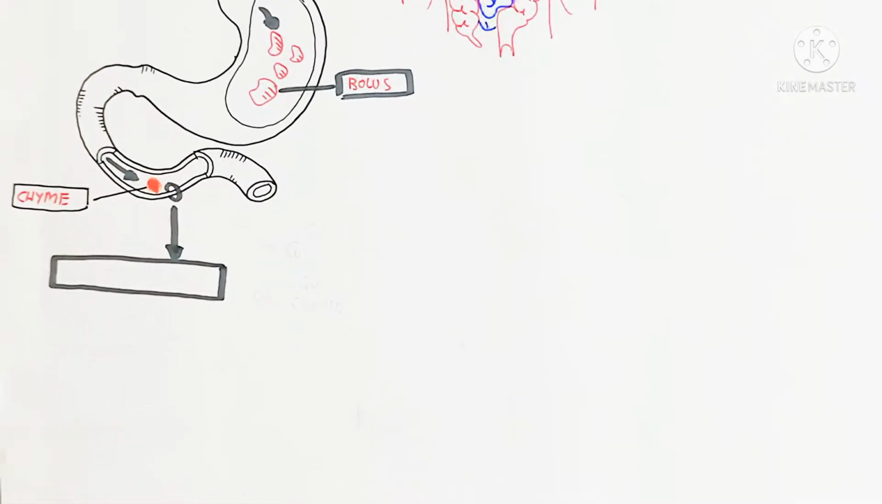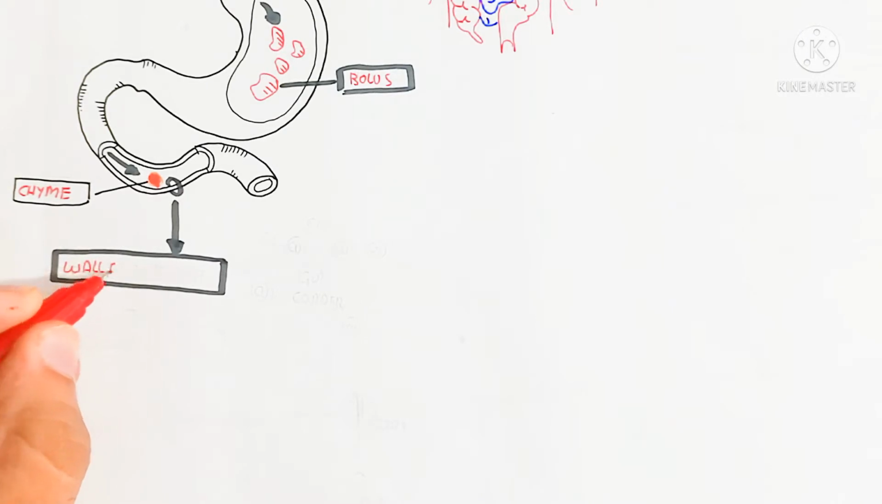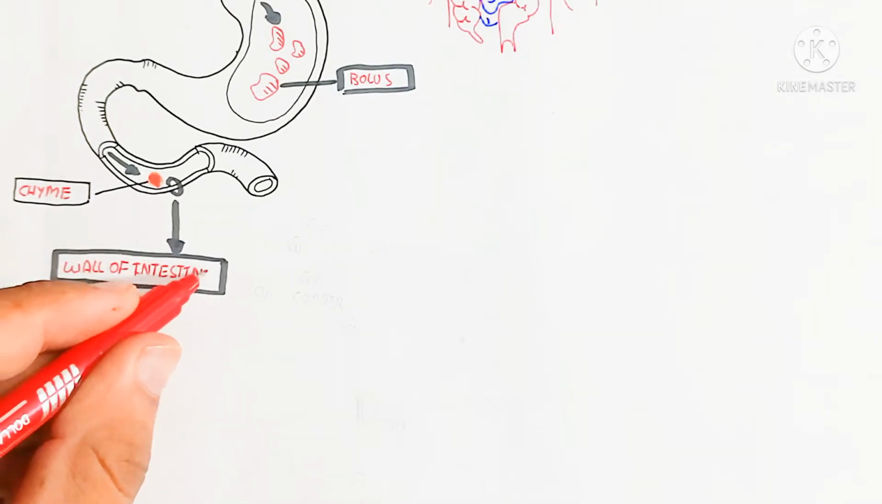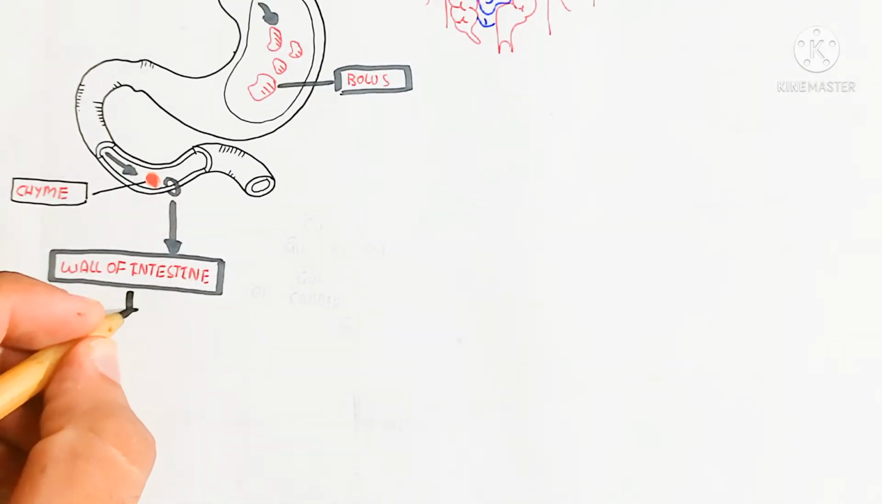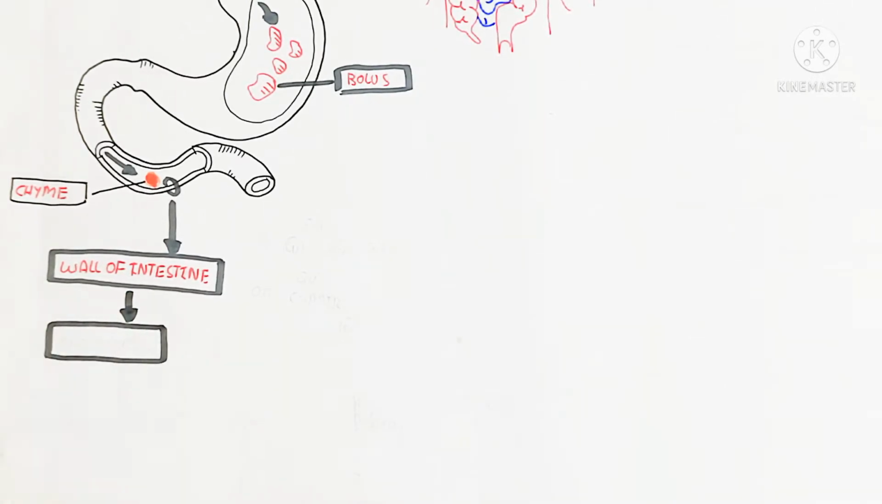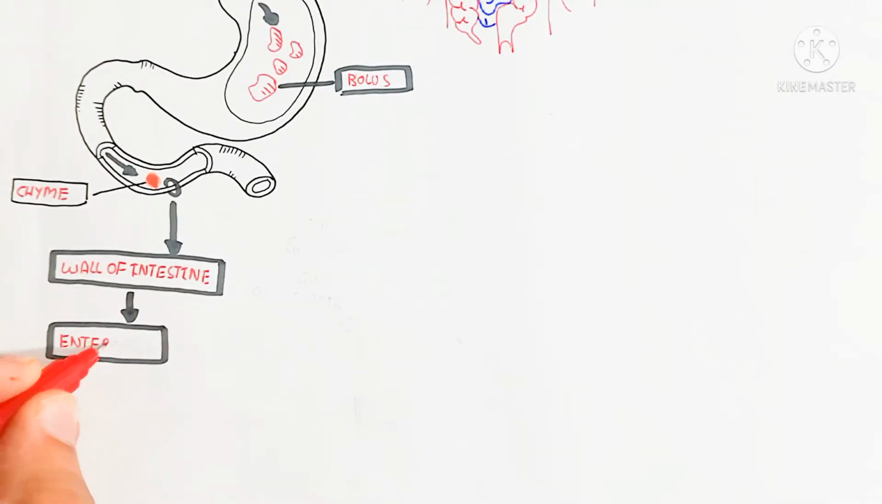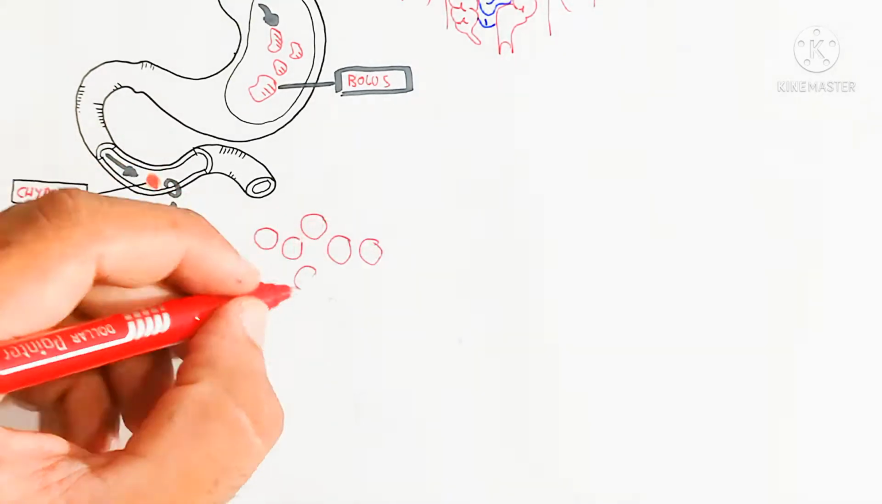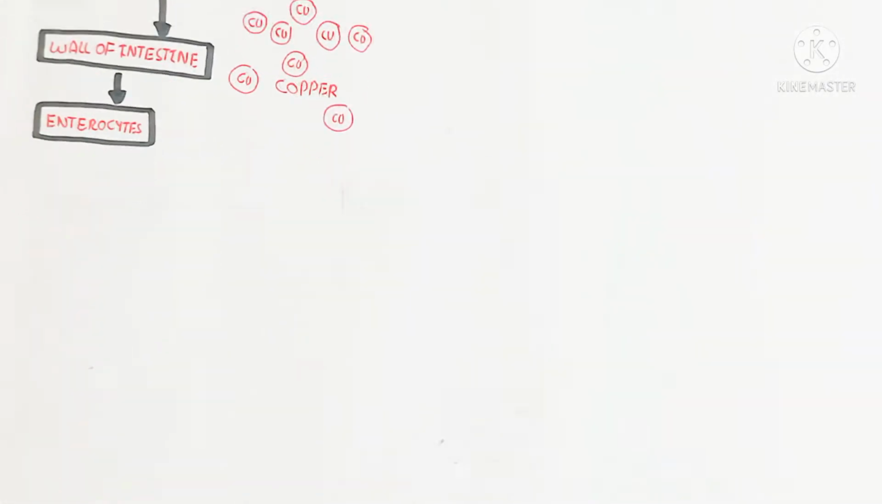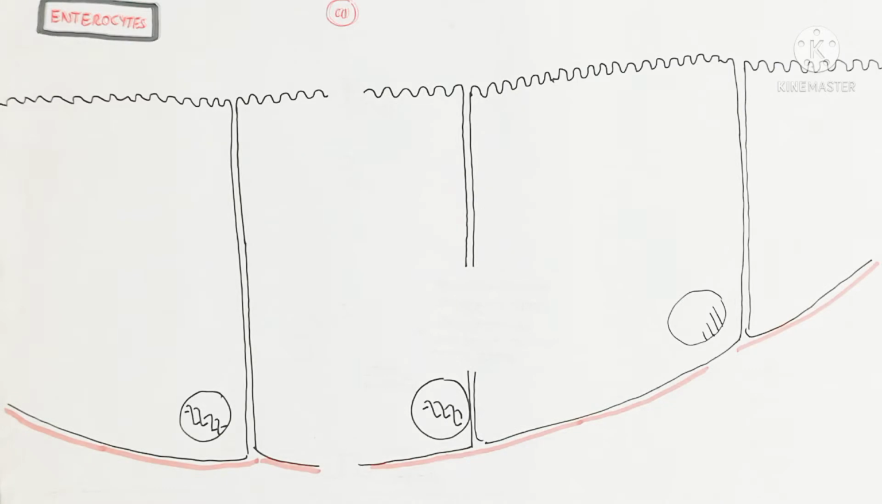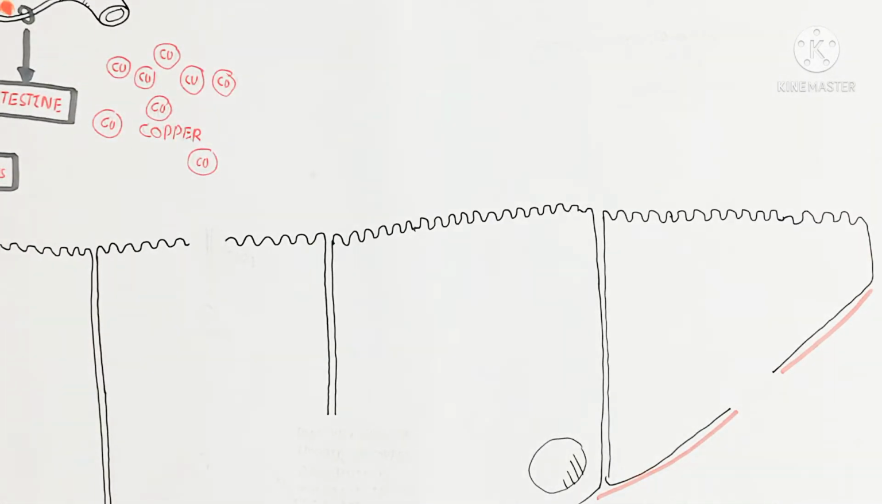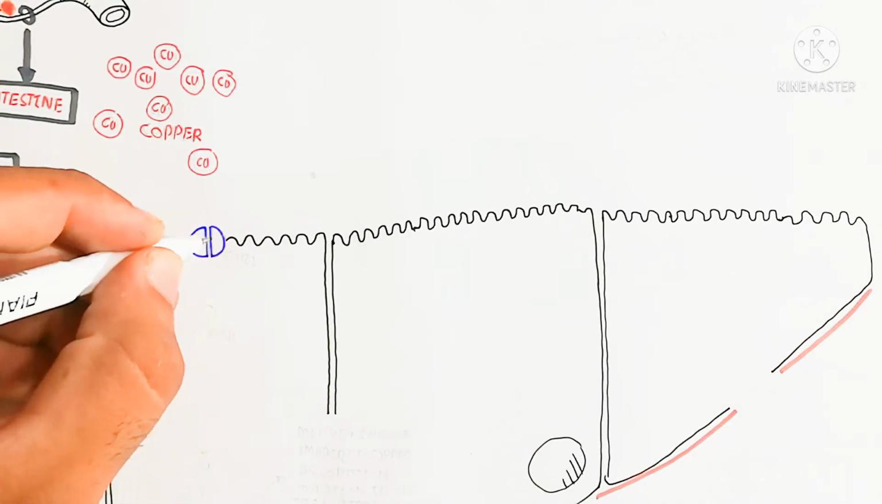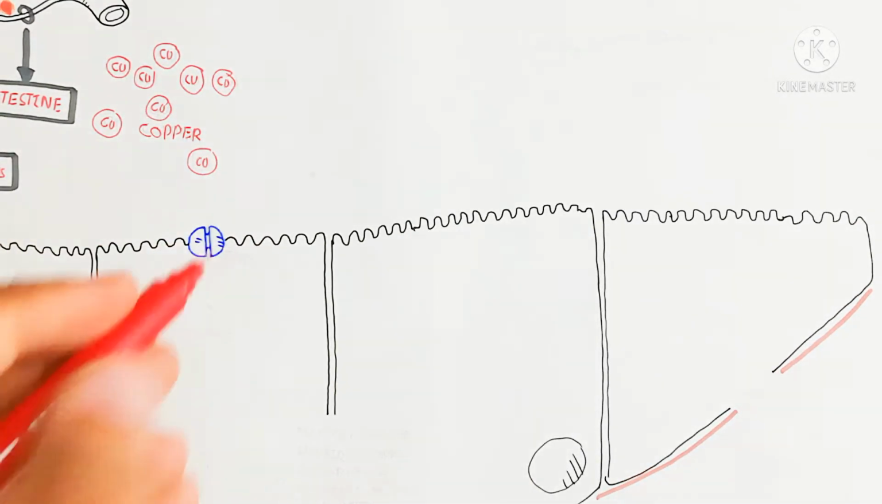It is absorbed into the wall of the intestine by the enterocyte. The enterocyte is the brush border enzyme-containing cell. These contain microvilli, where the villi convert into microvilli to increase the surface area. Here the copper is present in the lumen. I am drawing here. Brush border cells contain brush border enzymes. We will not go into this in this video, just the understanding of copper absorption.